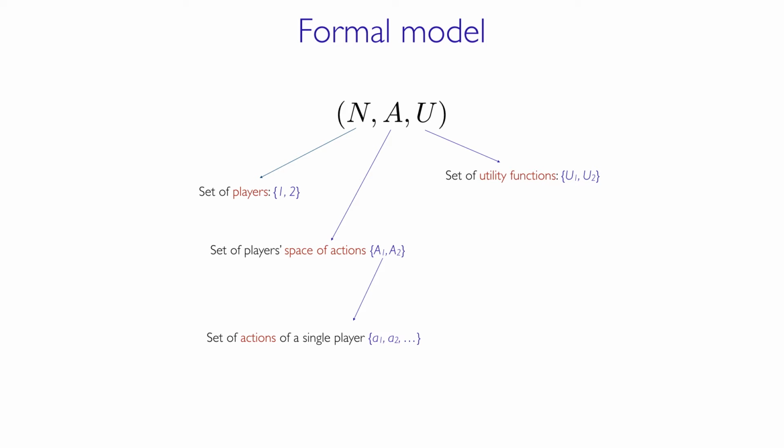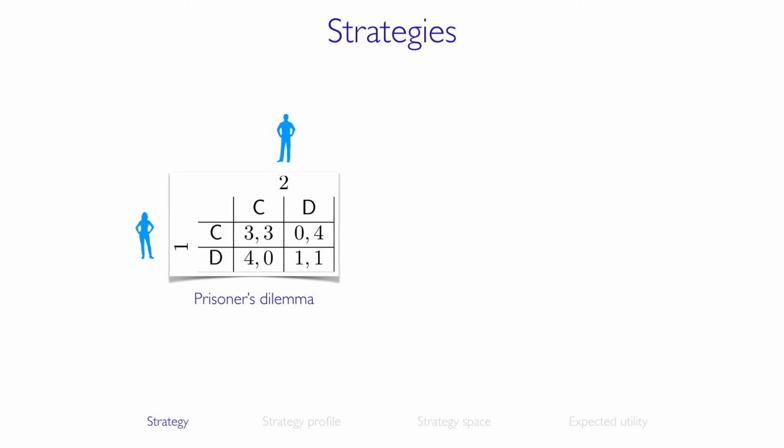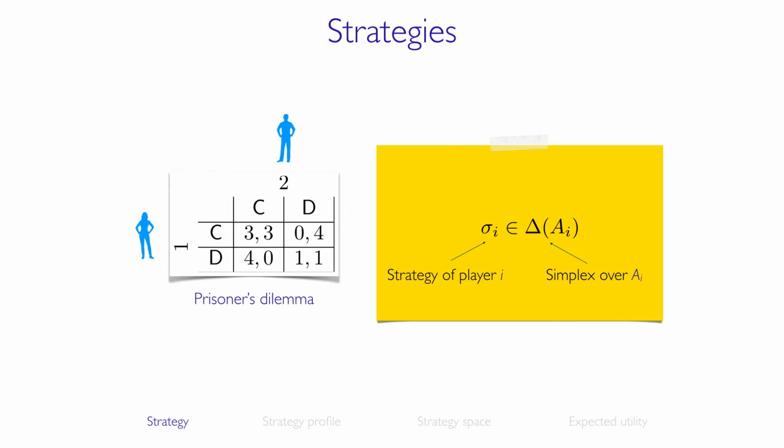U is a set of utility functions for the players, where U1 is the utility function of player 1 and U2 is the utility function of player 2. The utility function of each player returns a real number for each combination of actions of the players. Now we focus on the strategies. Recall that while the game mechanism defines the rules of the interaction, strategies define the behavior of the players during the play. Consider the game in the picture that is known as the prisoner's dilemma.